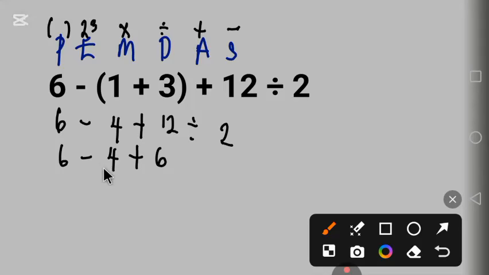So 6 minus 4 is 2, plus 6. 2 plus 6 equals 8. This is the correct answer.